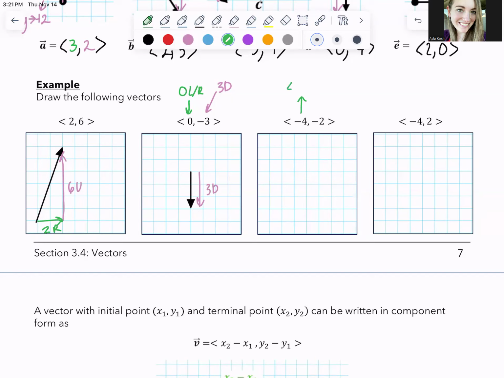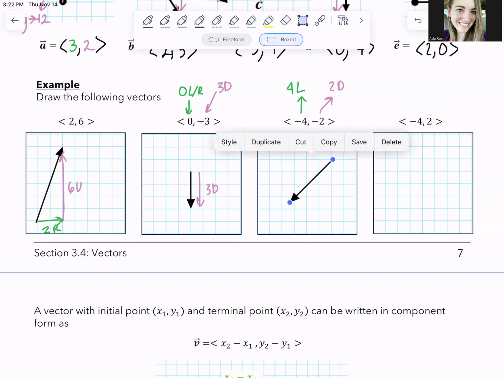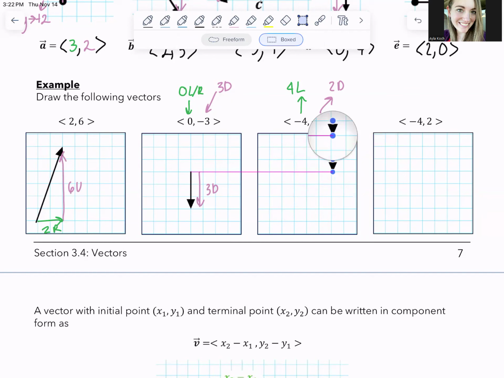-4, that's going to be 4 to the left. -2, that's going to be 2 down. Going to duplicate this vector here. So 4 left, so it's going to be moving left and down. So you should put your tail somewhere over here. We're going 2 down, 1, 2 down, 1, 2, 3, 4 to the left.